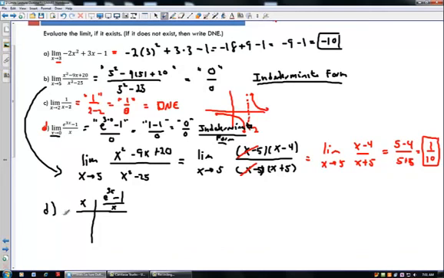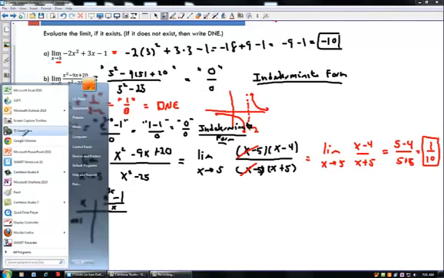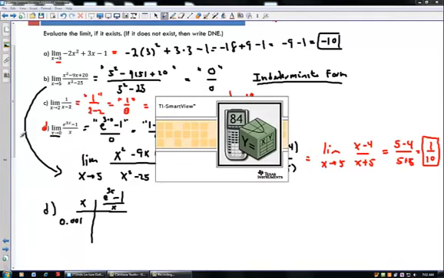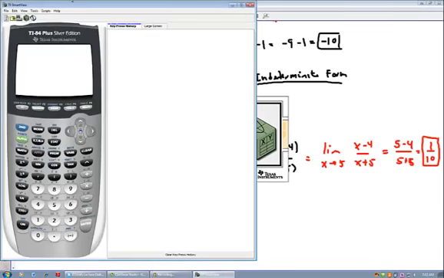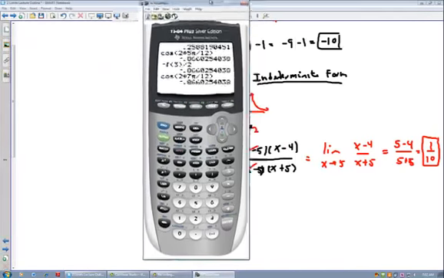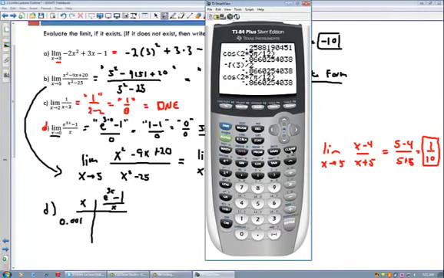So you can plug in a number like, let's say, 0.001, and let's see what happens. We want to use our calculator to do this, because to do it by hand, it would take forever. I don't know if we could actually do it by hand with what we know right now. So, of course, we use our calculator.